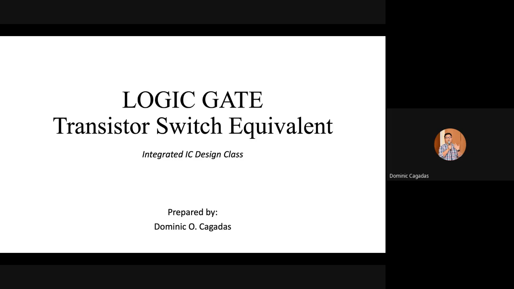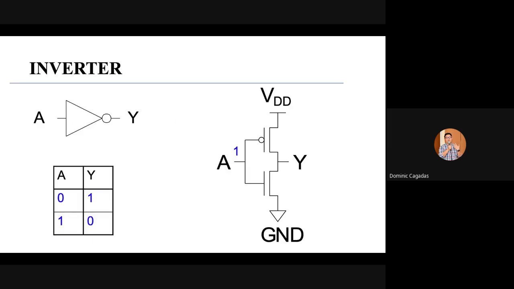I prepared here the logic gate transistor switch equivalent. In the video, we started with the inverter. In your digital circuit, I assume you already know the symbol of our inverter is just a triangle with this bubble here. This bubble represents the inversion. If this symbol doesn't have any bubble, then that is actually a buffer.